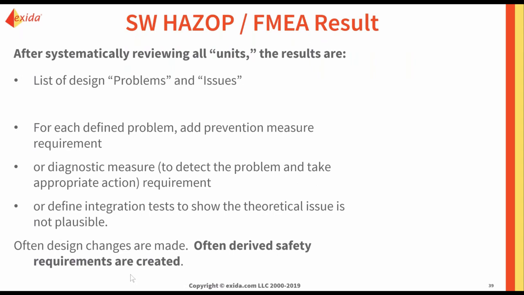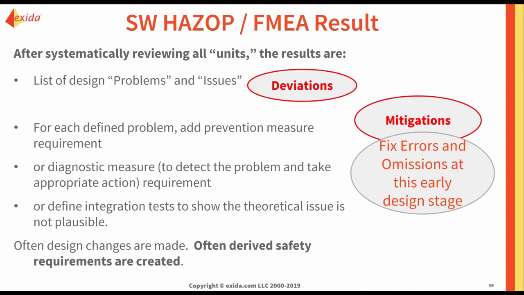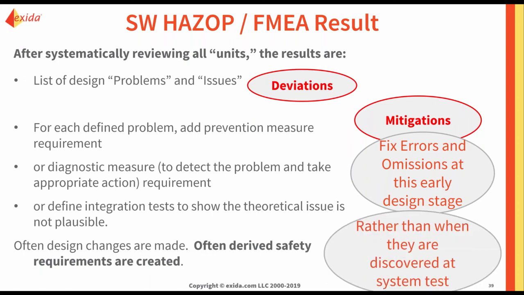Now, what happens when you're all done? We have a list of design problems and issues. We have a list of mitigation techniques, and they can be in one of 3 categories. We have a list of action items. So we have a list of deviations, mitigations, and the objective of all this is very simple. We want to fix errors and omissions of the design at this early design phase, so we don't have to find them during testing, and we certainly don't want to find them during field operation.